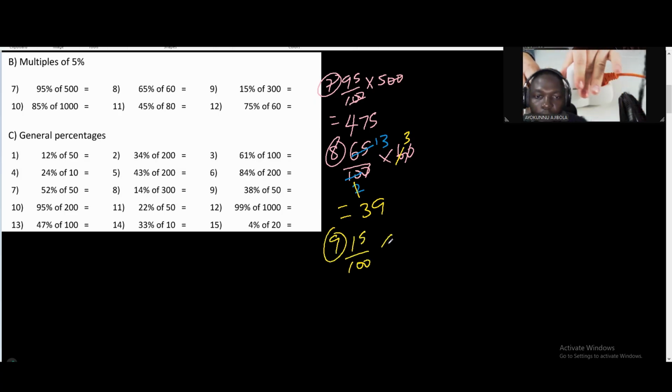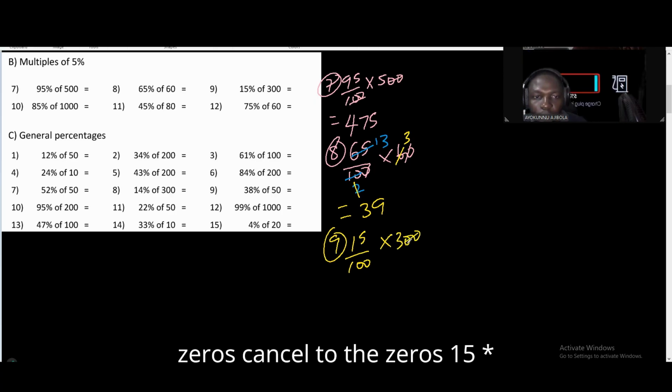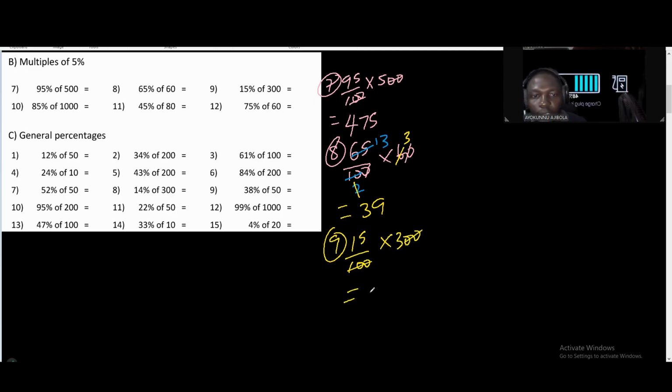Then the next one, number 9, 15% of 300. Two zeros cancel two zeros. 15 times 3 is 45. So we got 45 here.